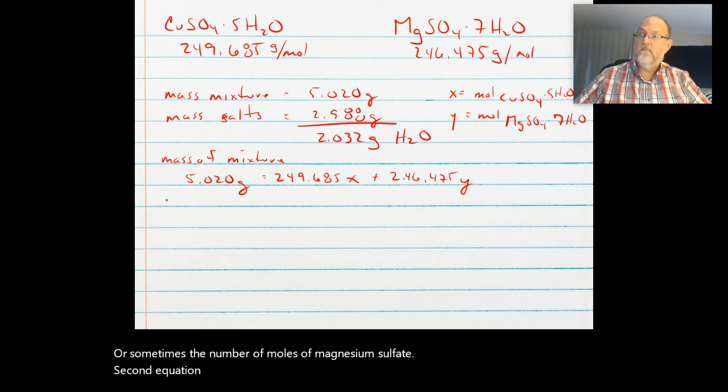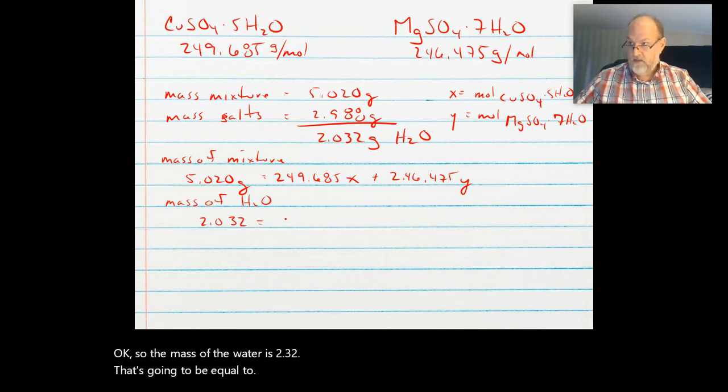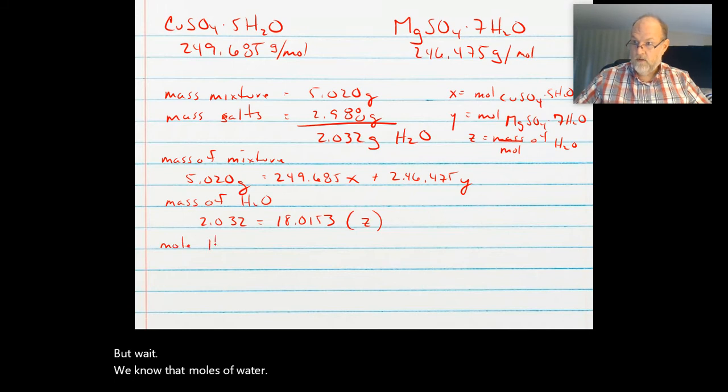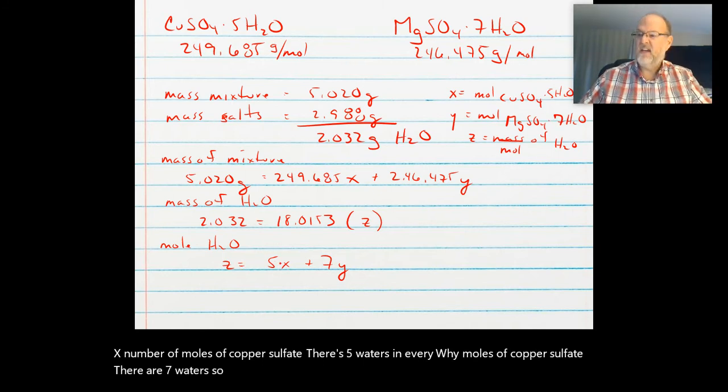Second equation, what about the mass of the water? The mass of the water is 2.032. That's going to be equal to the molar mass of water, 18.0153, times, we'll call it Z, which is the moles of water. But wait, we know that moles of water Z is equal to 5 times X plus 7 times Y, because in every X moles of copper sulfate, there are 5 waters. In every Y moles of magnesium sulfate, there are 7 waters. So Z is 5X plus 7Y.